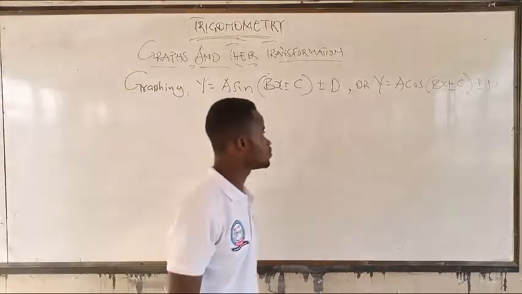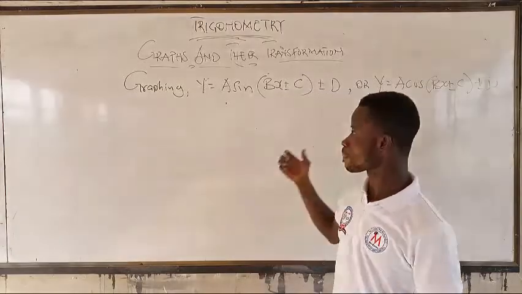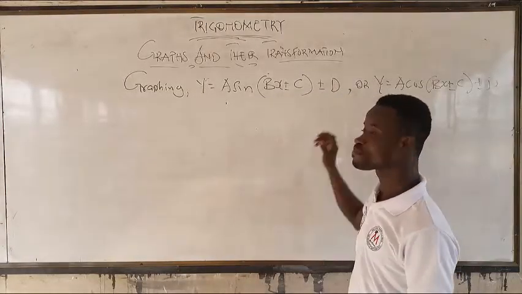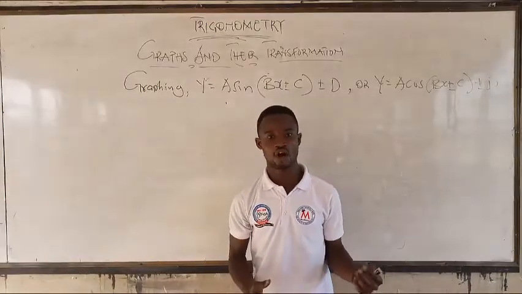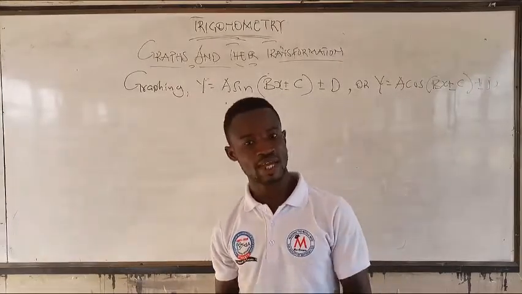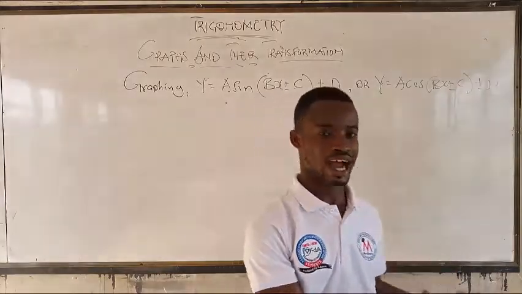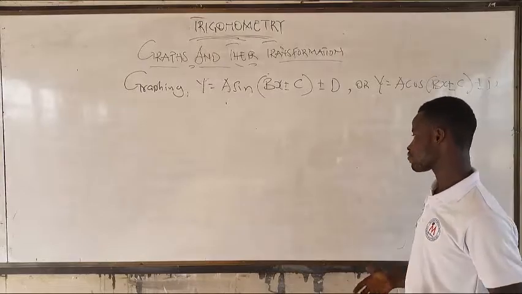Alright, so let's move on. Let's grab the ones in this form. Now here, the D represents a vertical translation, or it causes a vertical shift in the graph. Alright, it's going to cause a vertical shift in the graph.